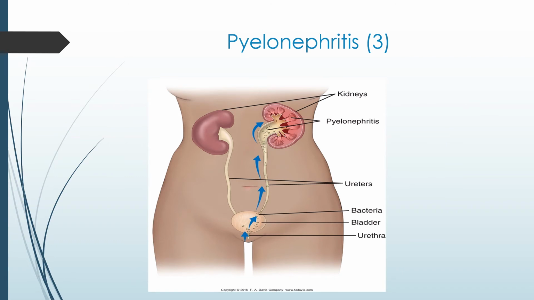And so here you can see how it's traveling up. It's traveling from the urethra to the bladder. The bacteria is going to travel up the ureters, and it is going to head into the kidney. And here we go. Now we have pyelonephritis.